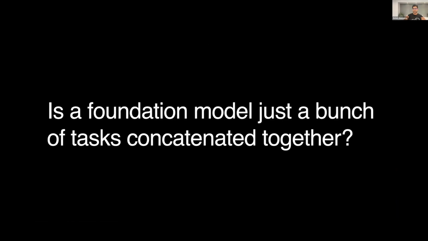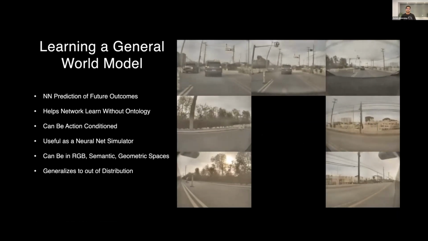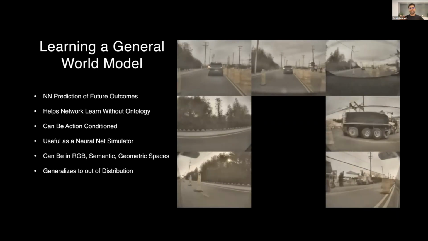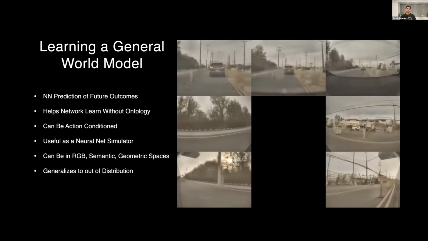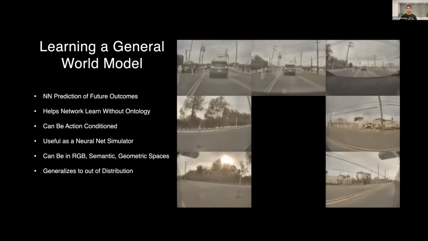But is the foundation model really just a bunch of these tasks concatenated together, or can there be more to it? We think there can be more to it. These tasks, like occupancy for example, while quite general, some things are harder to represent even in that space. I'll probably go into more detail shortly. So that's why we are working on learning a more general world model that can really represent arbitrary things. In this case, we have a neural network that can be conditioned on the past or other things to predict the future.